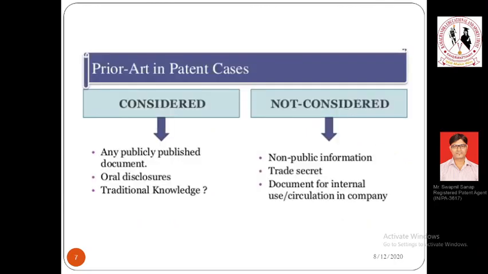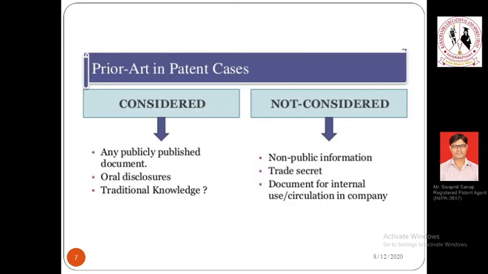Prior art from the perspective of patents is actually considered and non-considered. So what things during the prior art in patents are considered and not considered? That is what this particular slide talks about. Whenever you do a prior art search, all the information that is available in the public domain is considered. So what all things can be available in the public domain? Public domain means any knowledge of a person that may be in written form or that may be in an oral form.